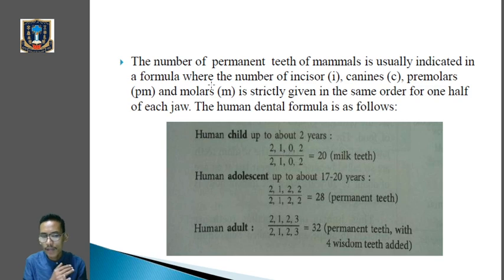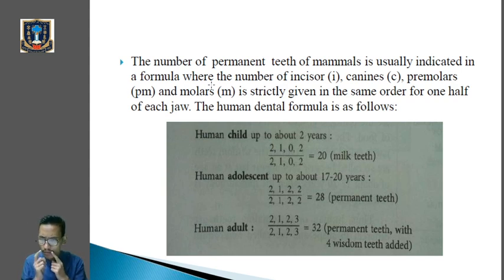Okay, so I means incisor, C means canine, PM means premolar and M means molar. This will be strictly given in the same order for one half of each jaw. That means for one half of each jaw. Okay, so let's talk about the dental formula of the human child up to 2 years. You can see, we are just looking very carefully over here.